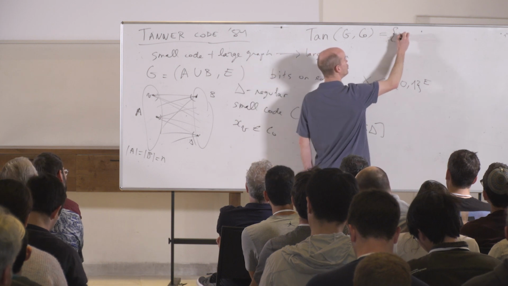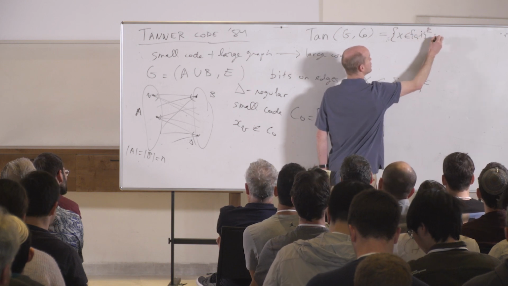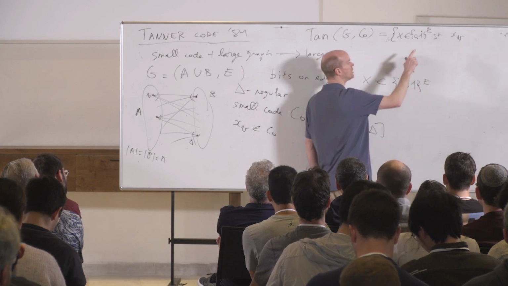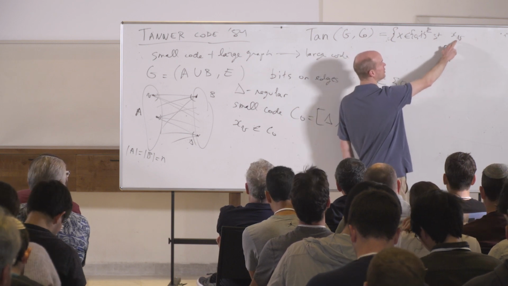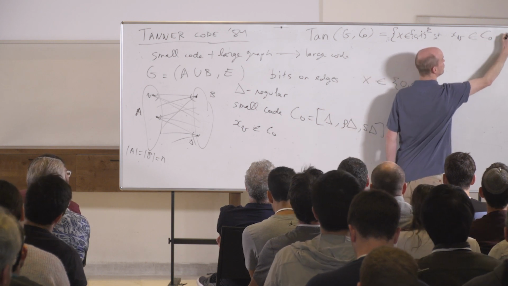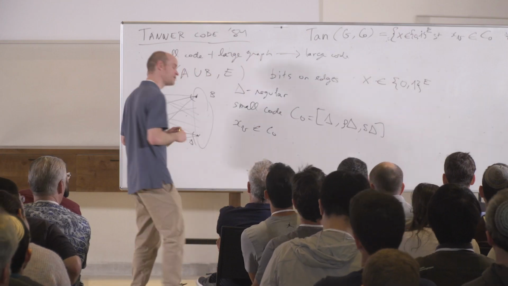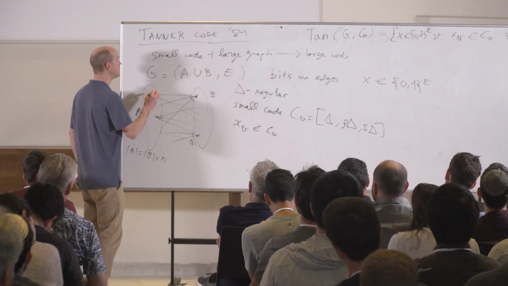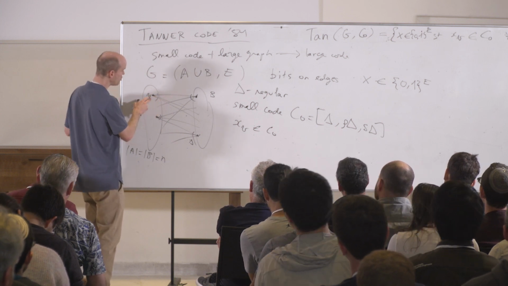So it's the set of all vectors in {0,1}^E such that for every vertex, if you look at the neighborhood, the subvector of x for the coordinates incident to the vertex v, this should belong to the small code for all vertices. So for every edge there's a bit, and you define the neighborhood of a vertex.